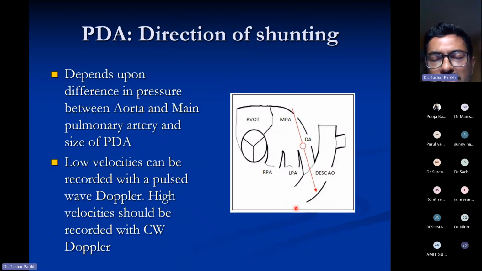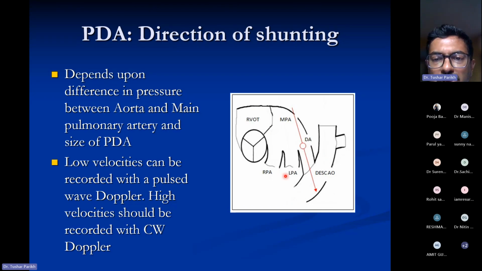Now we have established presence of PDA. Then we have seen the direction of the blood flow within the PDA, and we have tried to measure the size of the PDA. So now we are going to see what is the direction of the shunting within the PDA. Now, obviously, that particular blood was coming as a red colored jet, but sometimes when the pulmonary pressures are very high, the blood is going to flow from the main pulmonary artery into the descending aorta, and in that case, the blood is going to be seen as blue in color.